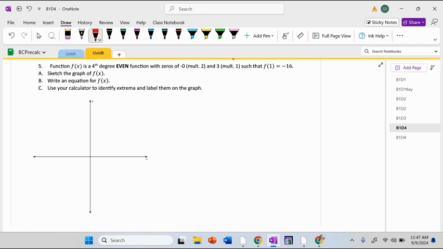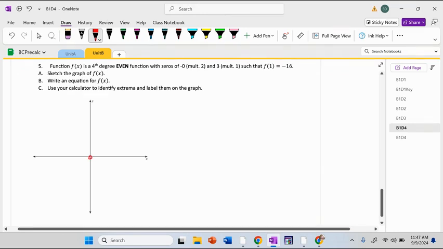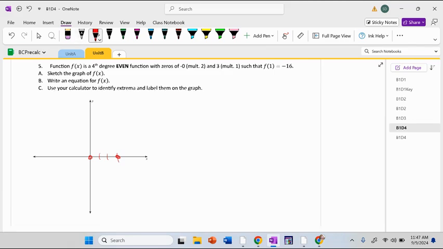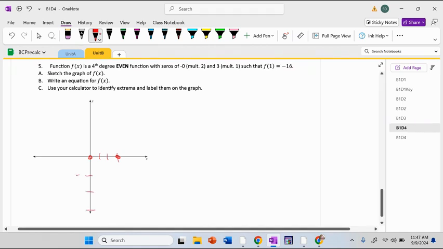So it's even with zeros at, is there any such thing as -0, by the way? That's a dash. That's not -0, right? Ooh, multiplicity 2. That's rough. In 3, 1, 2, 3. Okay. And then such that f of 1 is -16. I don't know. -5, -10, -15.